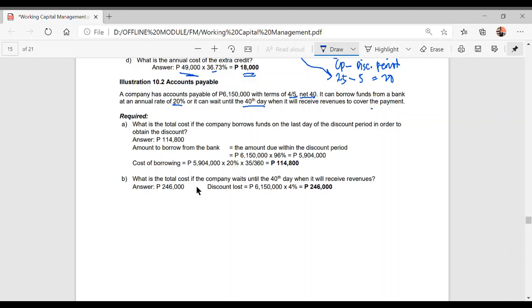So, there are two options on how to pay the 6,150,000. The first option is to borrow from the bank, where he will incur 20% interest.